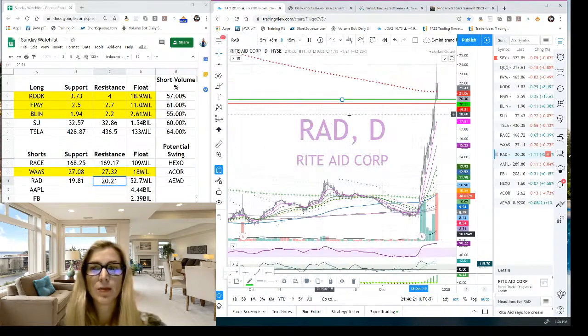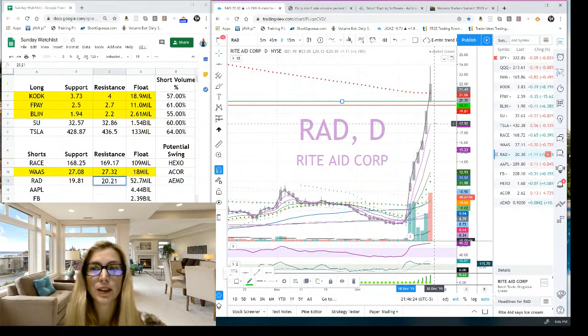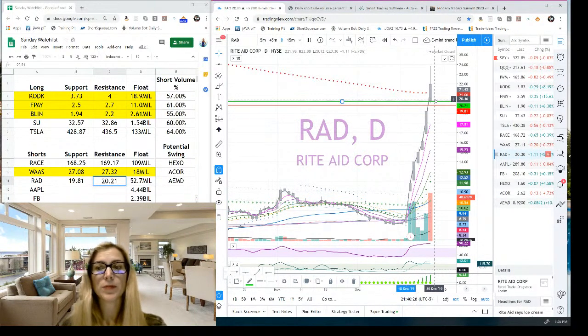So you can see we also have this gap to fill, and it's really far extended away. So 1781 would not surprise me if we come down $2 back down to test that in the upcoming week.